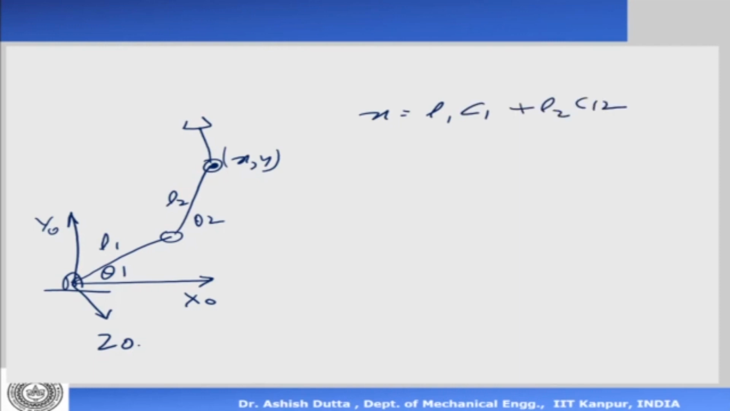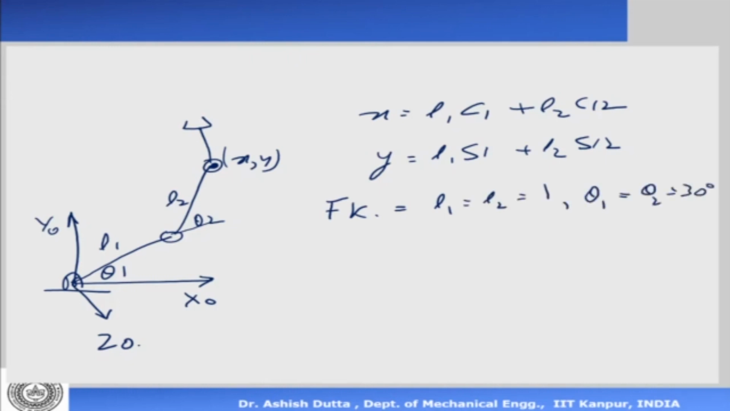Geometrically, what is y? y is equal to L1 sin theta 1 plus L2 sin(theta 1 plus theta 2). Now suppose in forward kinematics, I give you L1 equal to L2 equal to 1 unit, and theta 1 equal to theta 2 equal to 30 degrees. Now you can find x and y. Find x and y using forward kinematics.